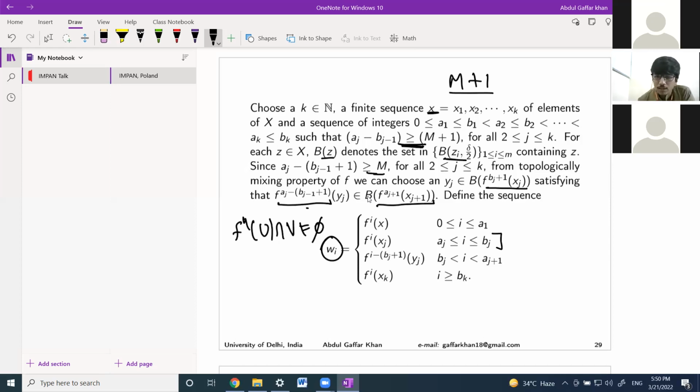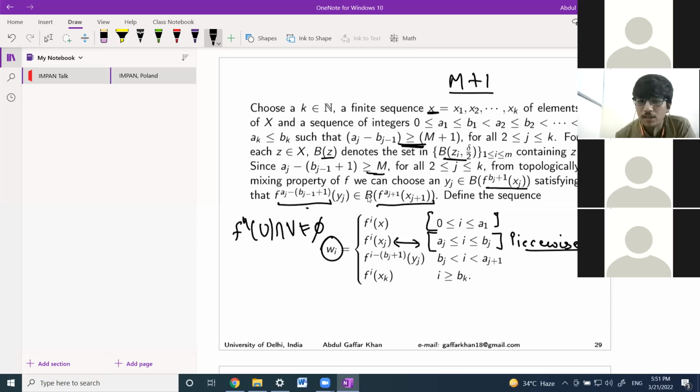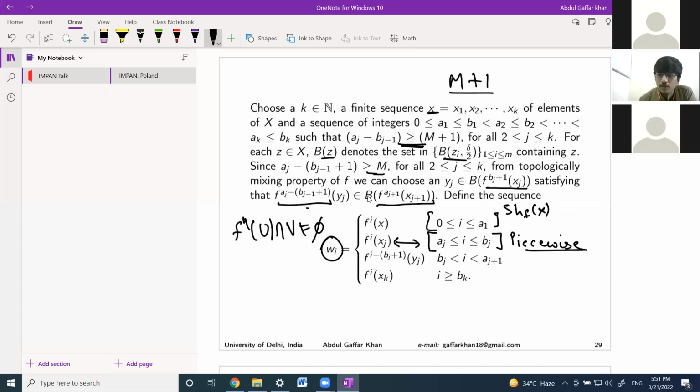So observe that 0 is less than or equal to a_1, we are assuming x, and for a_j to b_j, the elements f^i(x_j) are nothing but the piecewise orbits that we need to trace. If we can prove that this delta pseudo orbit can be traced, then these pieces can be traced without interval. So that was the idea: to consider the delta pseudo orbit and then apply the notion of the shadowing property at X, where X is assumed to be a shadowable point, and conclude the result.